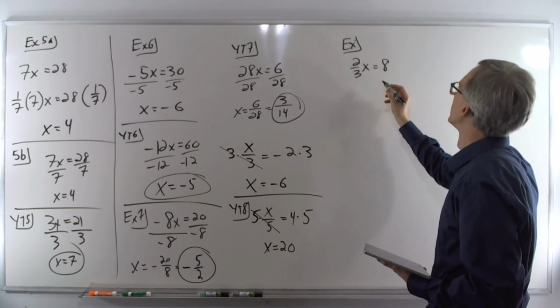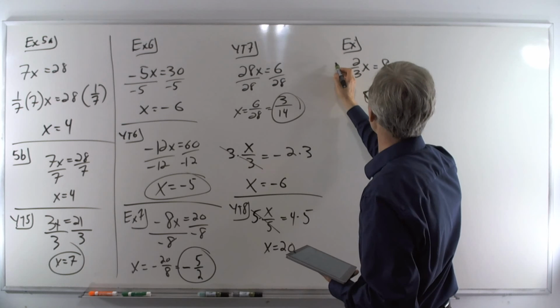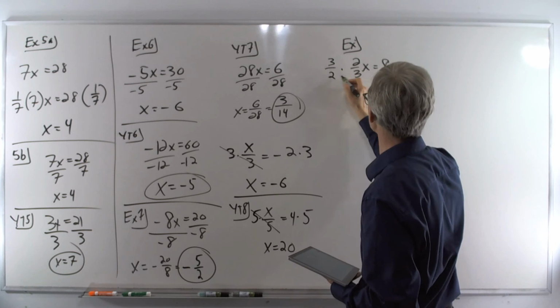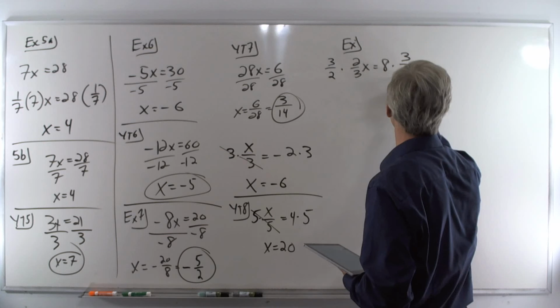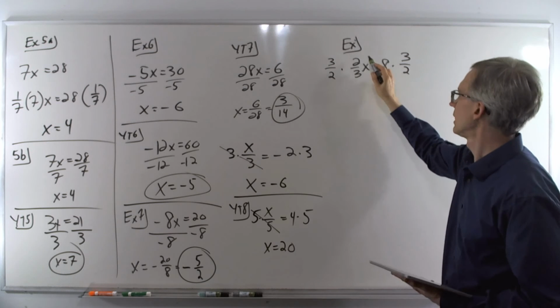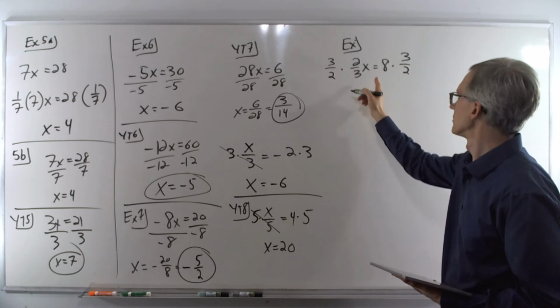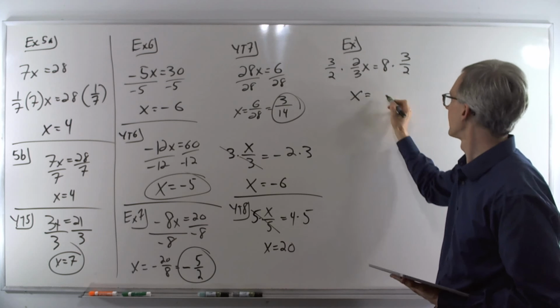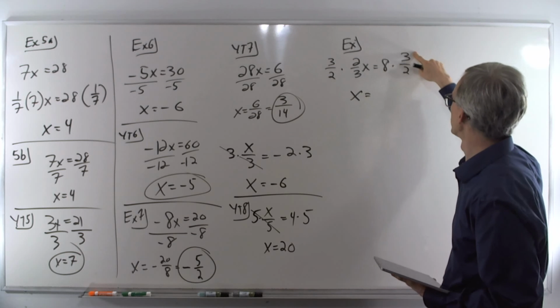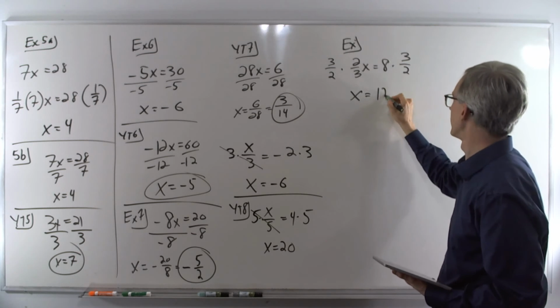All right, now, to get rid of the fraction, multiply both sides by the reciprocal. That way the 3's cancel and the 2's cancel. All right, so those fractions are gone, leaving just the x on the left. And here we got 8 times 3 is 24, divided by 2 is 12.